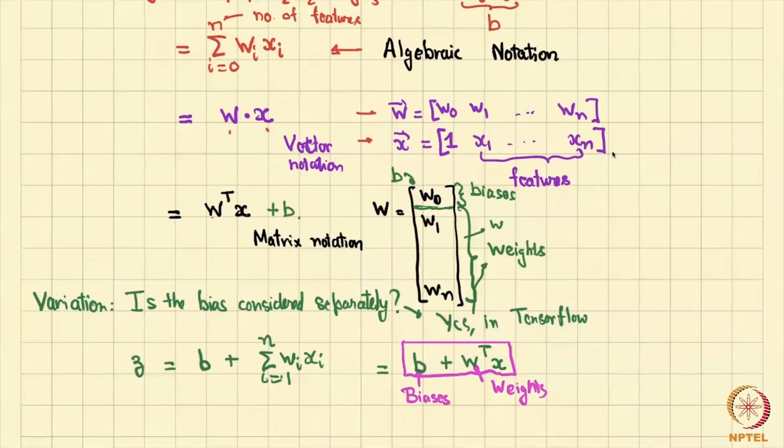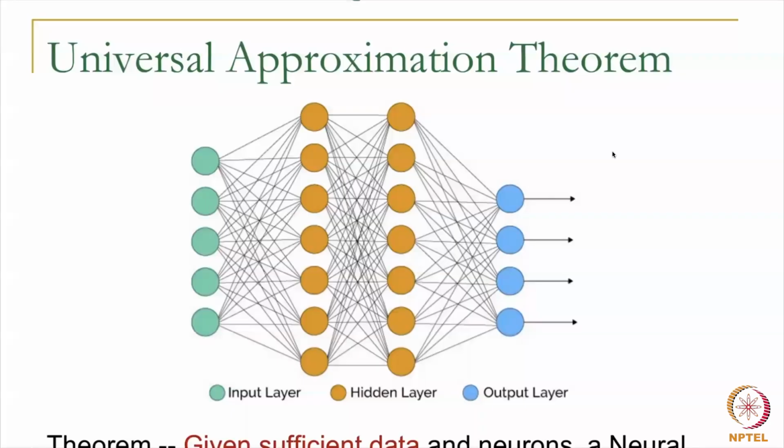In case they write plus B, then this W will consist of only W1 through Wn and will not have W0. So in packages such as TensorFlow, it is sometimes easier to consider the bias separately rather than in a unified fashion. I am primarily going to use the notation where W0 is already included and B is thrown out. It's easier for me to write it that way.